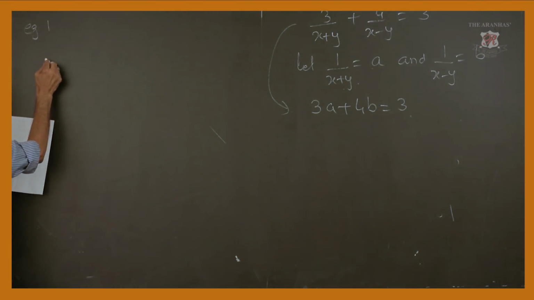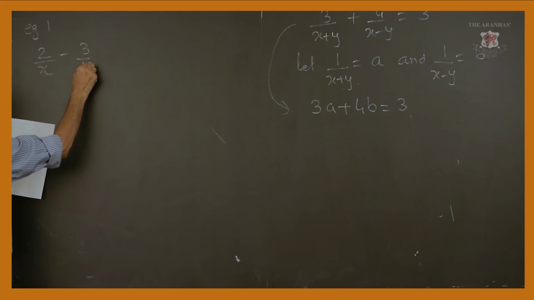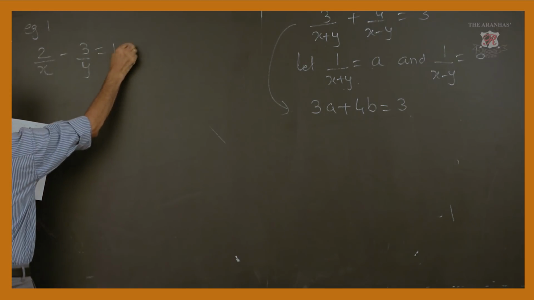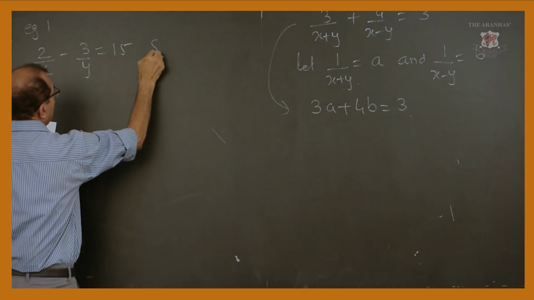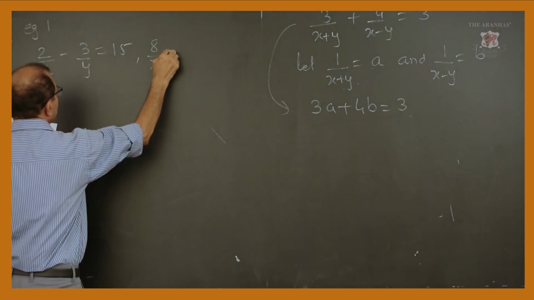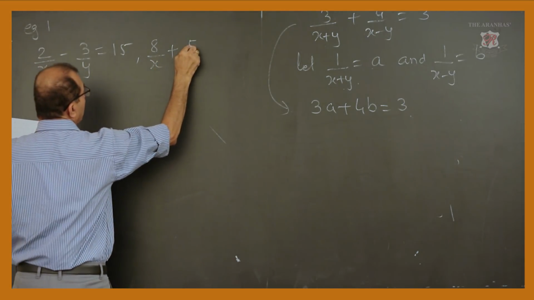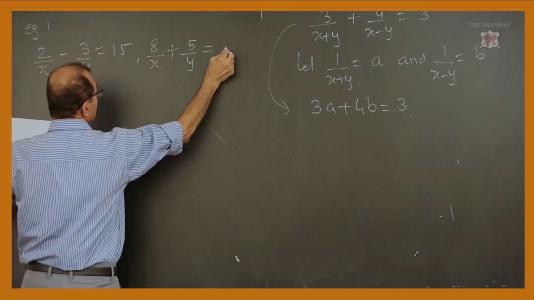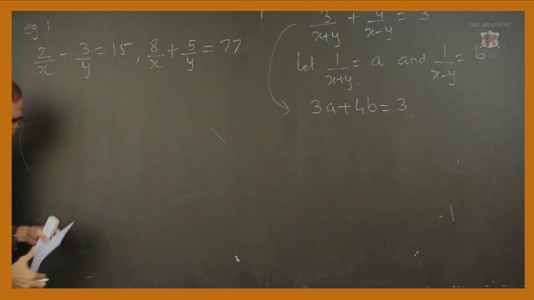Example 1. 2 upon x minus 3 upon y is equal to 15 and 8 upon x plus 5 upon y is equal to 77.